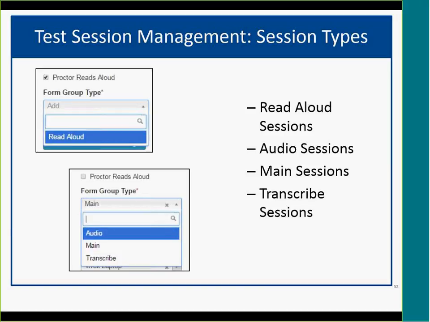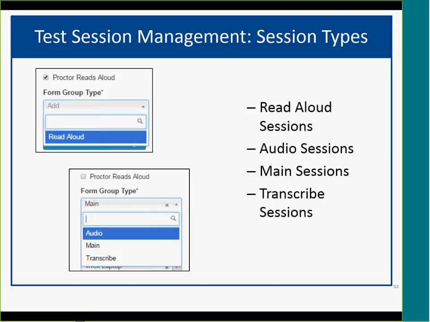If it's not a read aloud session, the options are audio, main, and transcribe. Your audio option is going to be pre-recorded items for each test item, and the student wears headphones to hear the item being read to them. Main is simply the main population, the general population, no accommodation. Transcribe is to be selected for any students who are receiving the paper accommodation. Responses later are going to be transcribed into TestNav.